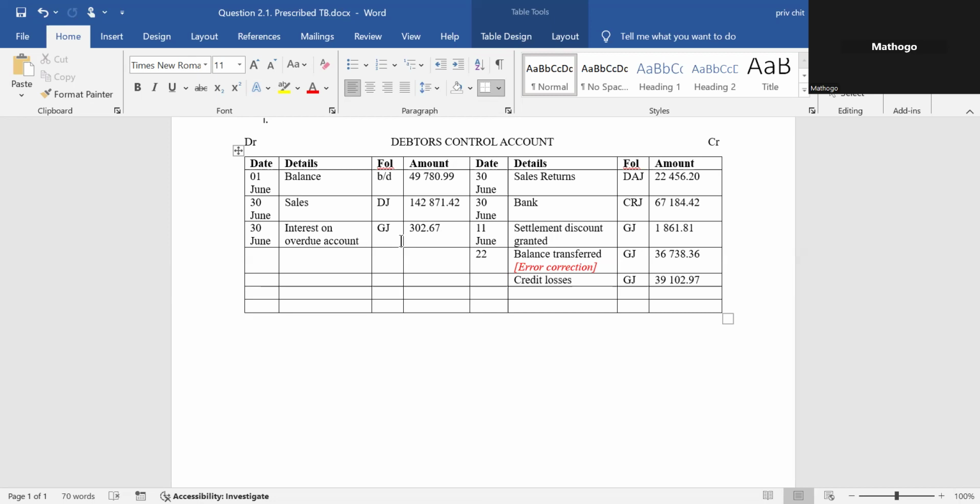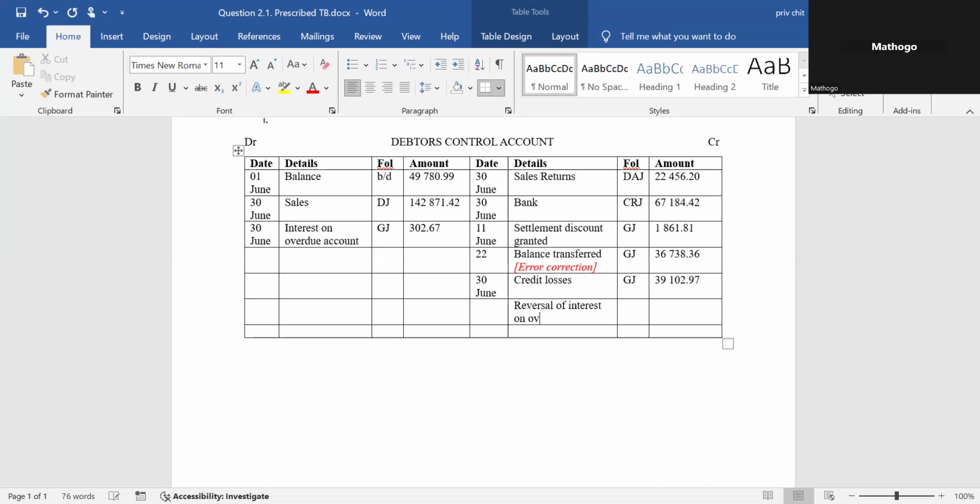Right. But something else happened. What did they do on the next transaction? They reversed that, right? Yes. And there's a reason why they reversed it, obviously. It's because of the credit losses, probably. So the credit losses happen on the 30th. If you're canceling the whole thing, why would you still keep the interest if you're closing off the account? You will not even have to keep the credit losses. So here I'm going to say reversal of interest on overdue account.